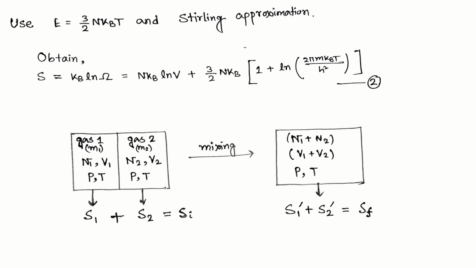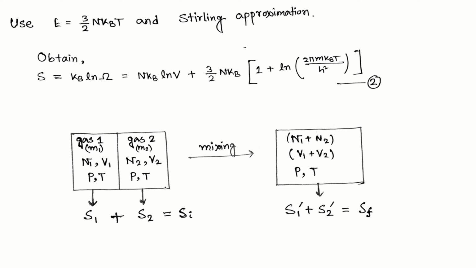Okay, now we'll calculate the entropy of gas mixing. So this is our system where we have one container that is separated by some wall or barrier. In the first portion there is gas 1 and the second portion is gas 2.